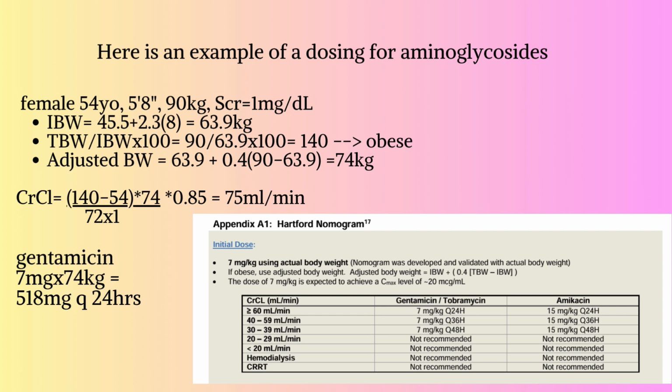Here's an example of a dosing guide for aminoglycoside. Creatinine clearance has to be calculated, and then drug dosing guides specify which weight to use. Here's an example for an obese person. So first we calculate the ideal body weight, then determine that she's obese, so we calculate the adjusted body weight. This is used in the calculation of the creatinine clearance. After this, we can see her dose of, say, gentamicin will be 7 milligrams times the adjusted weight of 74 kilograms, resulting in a dose of 518 milligrams every 24 hours.